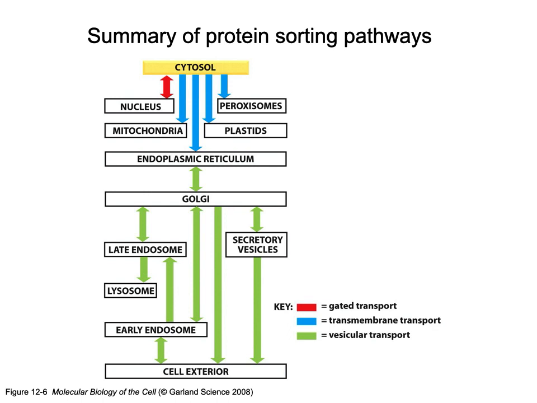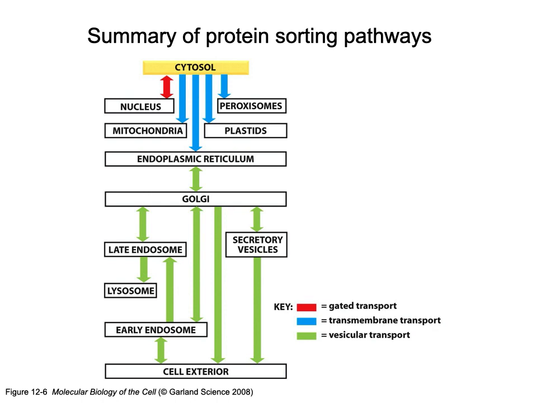So when we're looking at how proteins are sorted, we can think about these different pathways. This figure does a nice job of summarizing some of these pathways, nicely color-coded, right? So if we're talking about gated transport, proteins are going to be produced in the cytosol and then moving to the nucleus. If we're talking about transmembrane transport, this is coded in the blue, so they're going to be produced in the cytosol and then moving to the mitochondria, endoplasmic reticulum, peroxisomes.